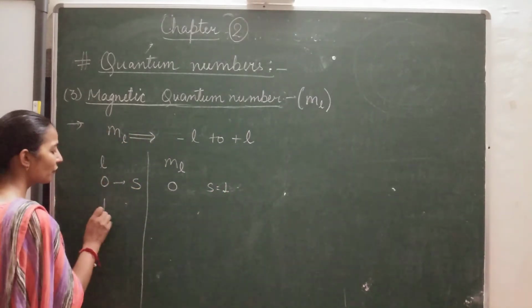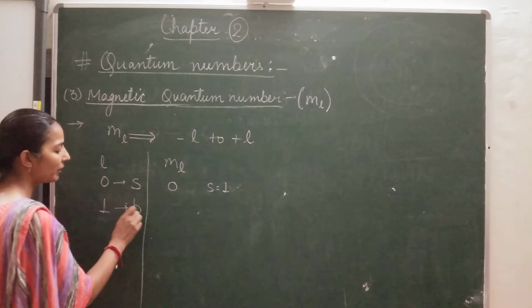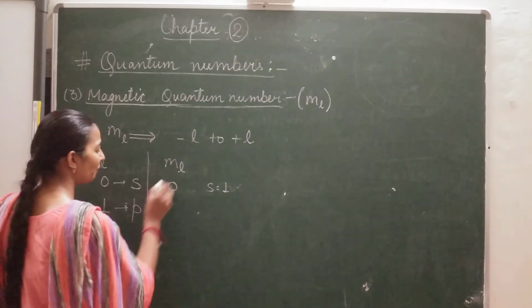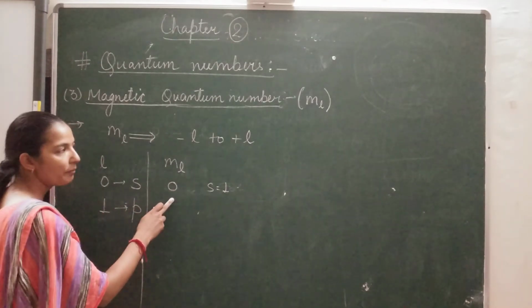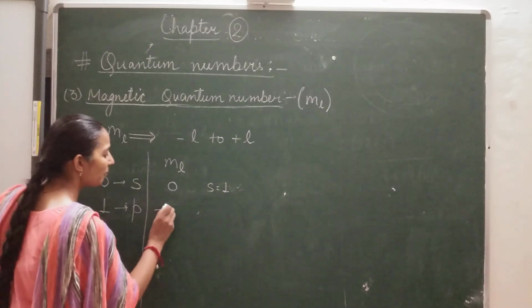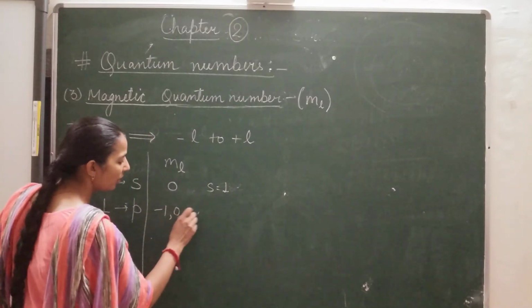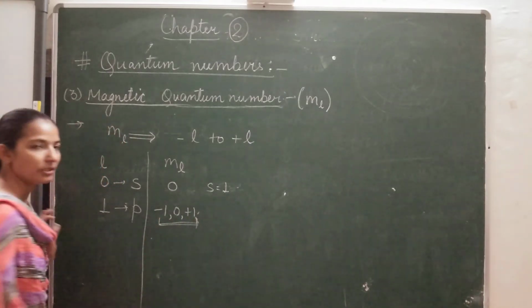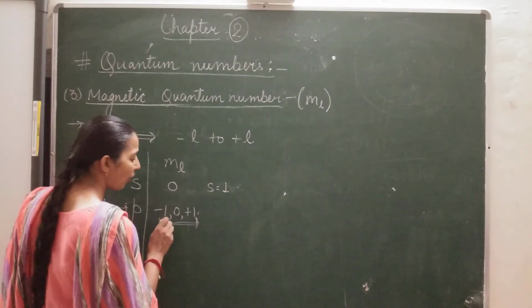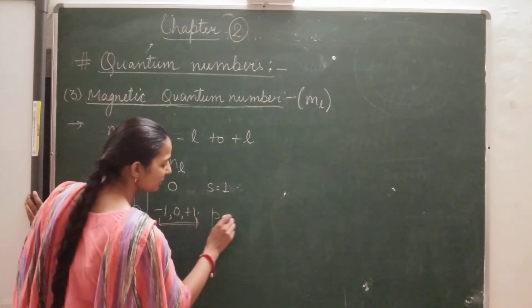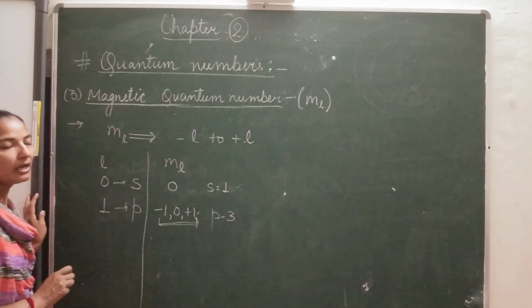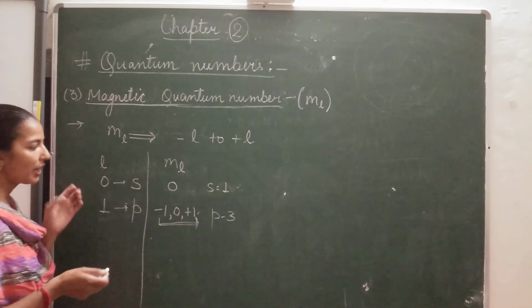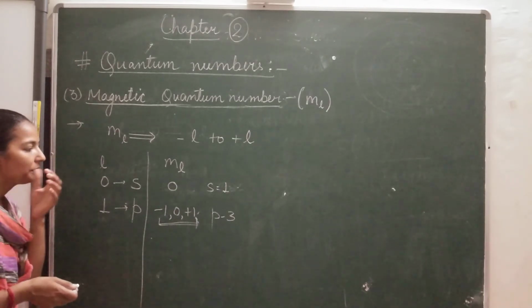Then for l equals 1, the type of orbital is p, and in the case of p, the values of the magnetic quantum number will be minus 1, 0, plus 1. So it actually represents the orientation. And how many are there? So 3 orbitals are there in the p subshell.